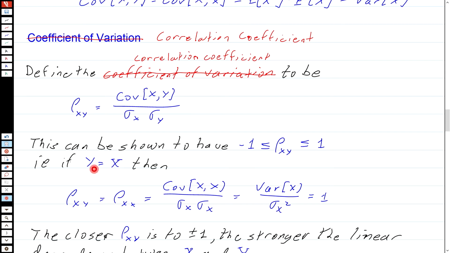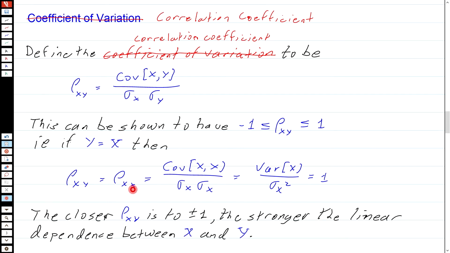In particular, if y is equal to x, as we had above, then the correlation coefficient between x and y becomes the correlation coefficient between x and itself. I get the covariance between x and itself divided by sigma x times sigma x, which is variance of x divided by sigma x squared. And of course, variance of x is just sigma x squared, so this ratio becomes 1. In other words, x is perfectly correlated with itself.